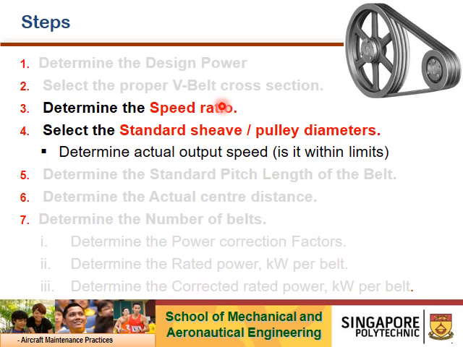So in this video we will talk about determining the speed ratio and selecting the standard pulley diameter, that is the pitch diameter in this case. We will then calculate the actual output speed, which must be within the tolerance of the output RPM.